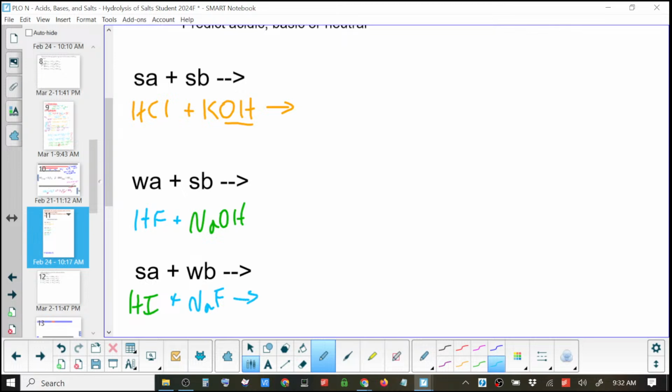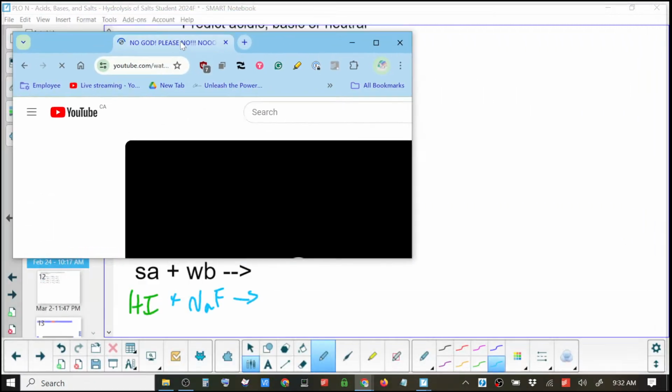So why can't we do Al in brackets H2O? No, I don't want to write all that. Where did you find NaF? F minus is a base on the table. You just put it within it.